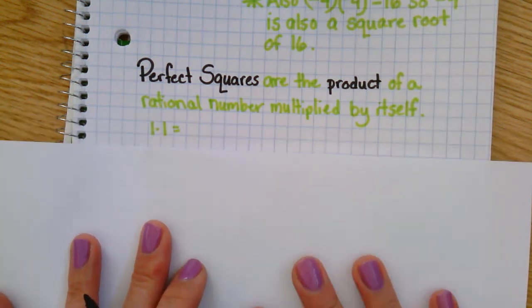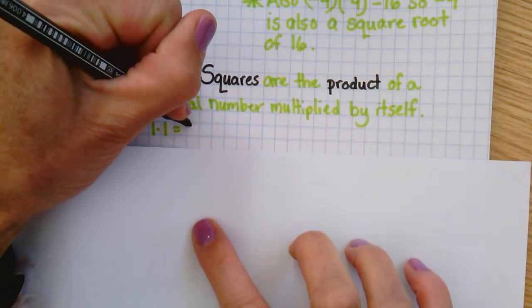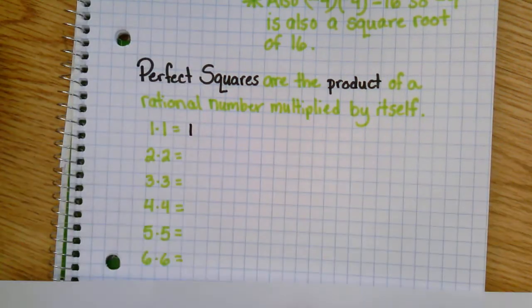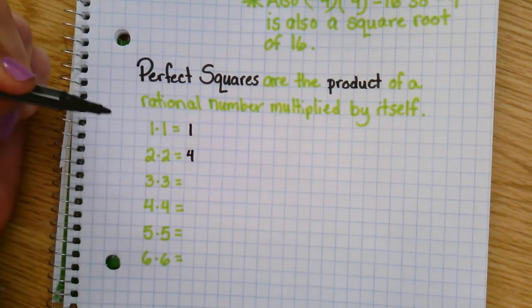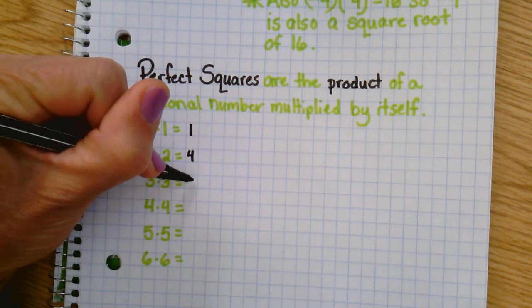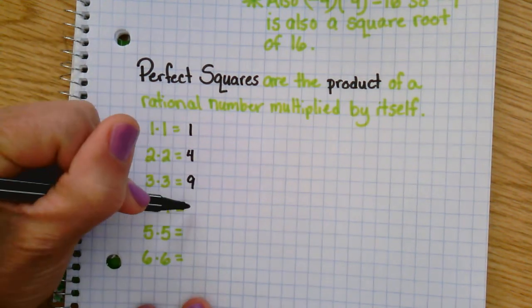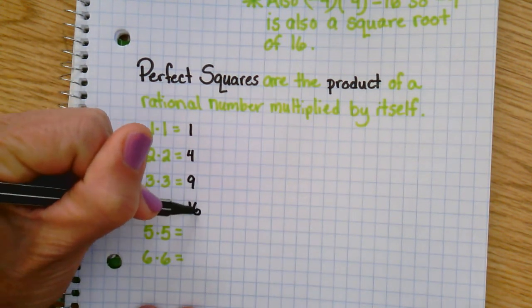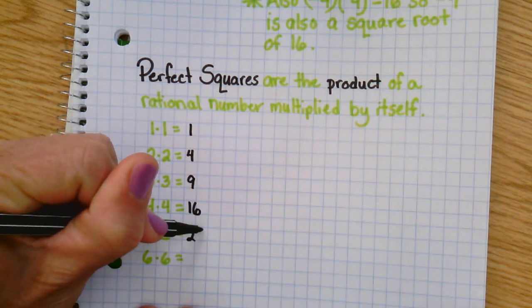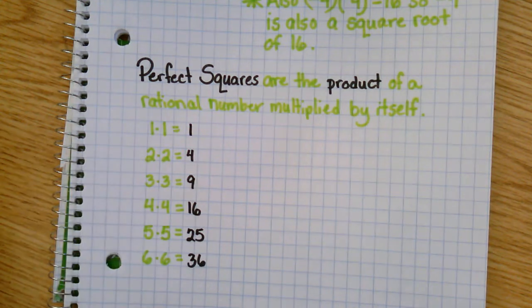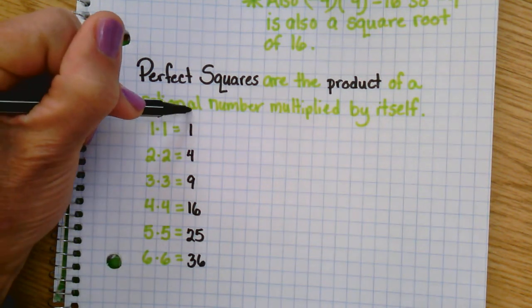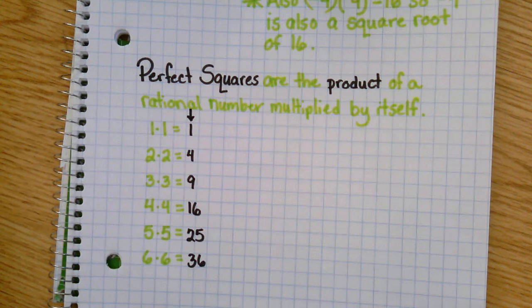So for example, if we multiplied 1 times 1, we would get the product 1. 2 times 2, we would get a product of 4. 3 times 3 gives us a product of 9. 4 times 4 is 16. 5 times 5 is 25. 6 times 6 is 36. These numbers here, the product or the answer, when you multiply a number by itself, are perfect squares.